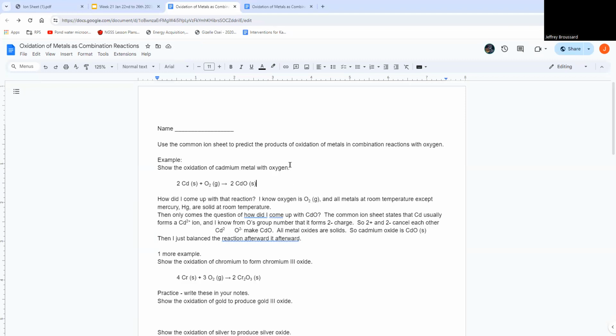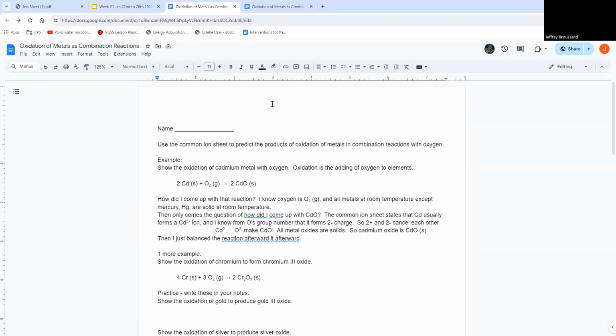So oxidation is the adding of oxygen to metals, or I should say to elements. That's where the word originally came from. Oxidation meant you're adding oxide, or making an oxide by adding oxygen to a metal.